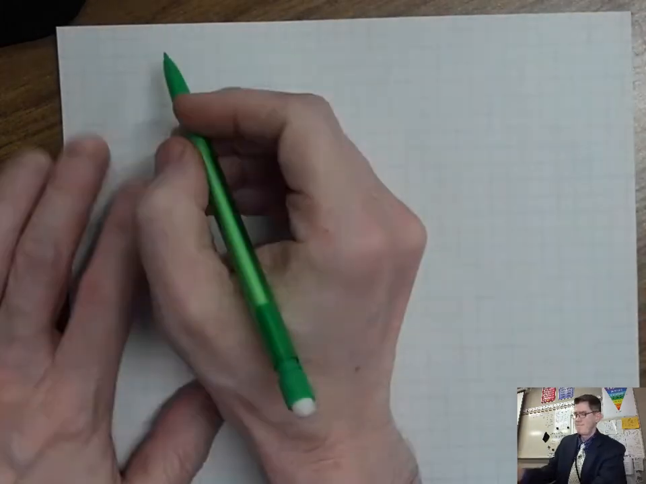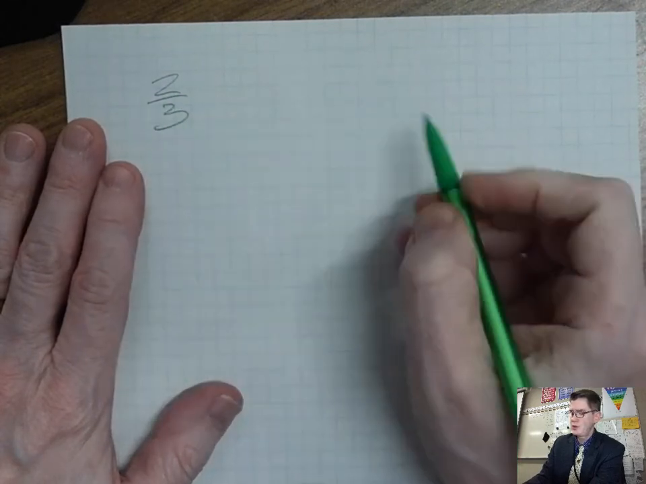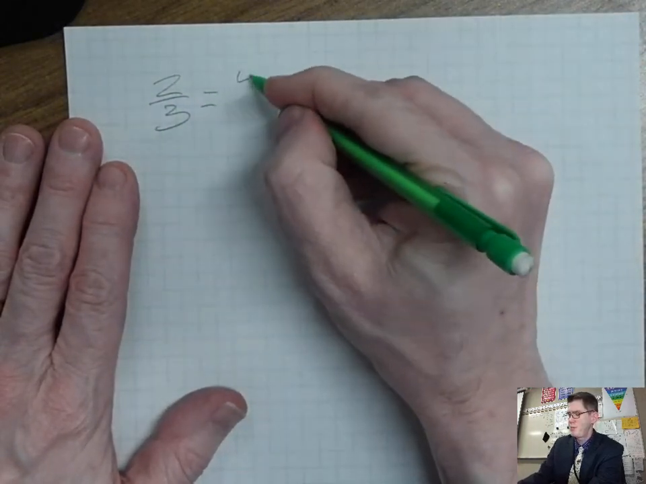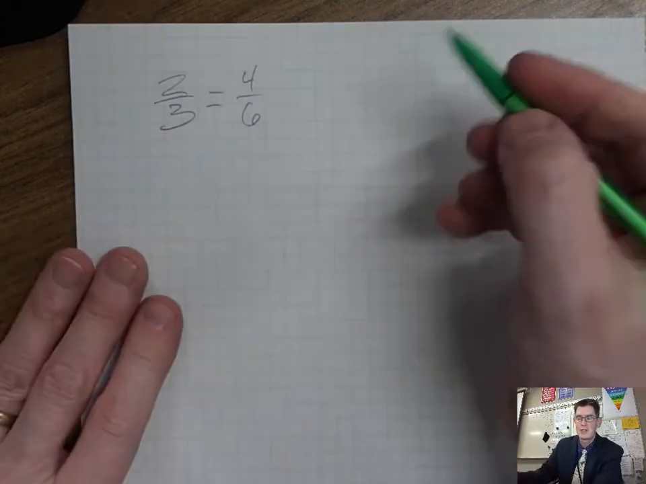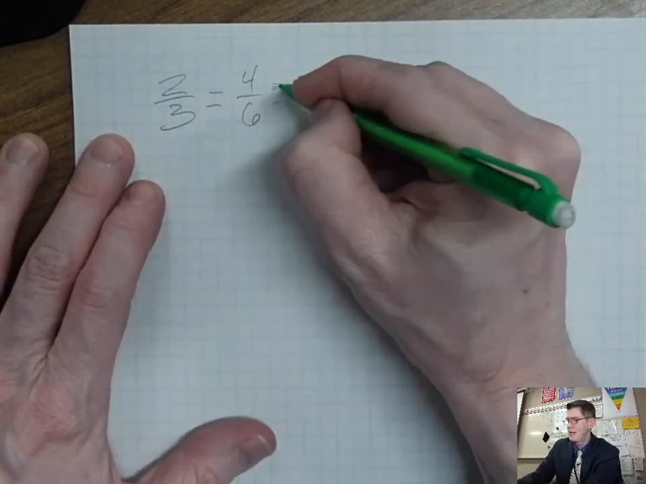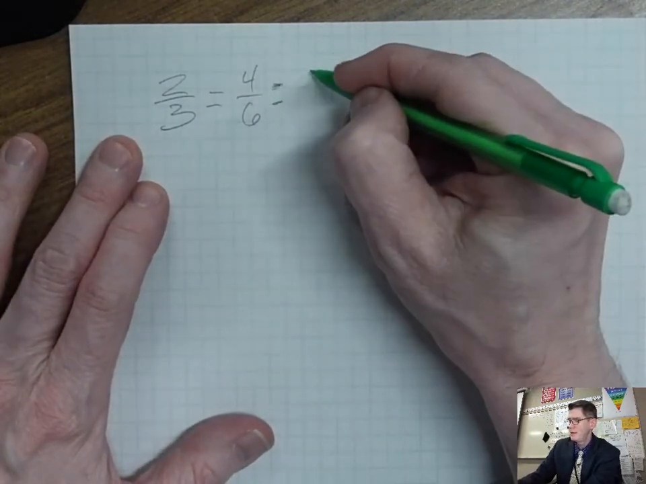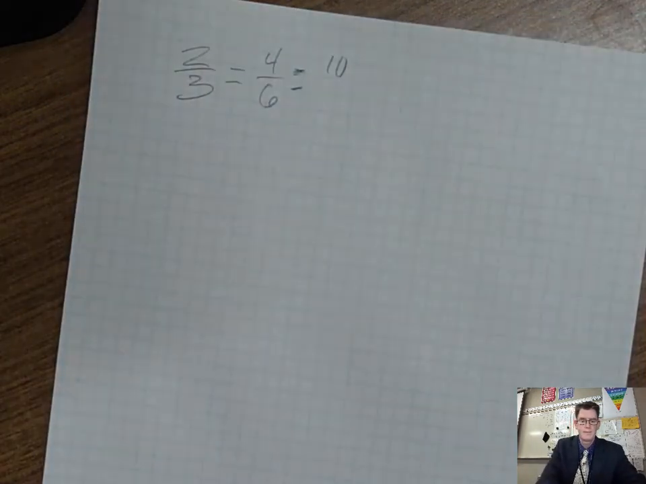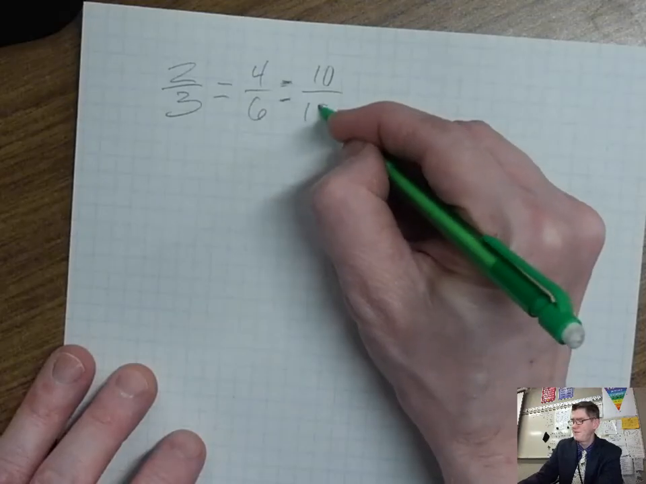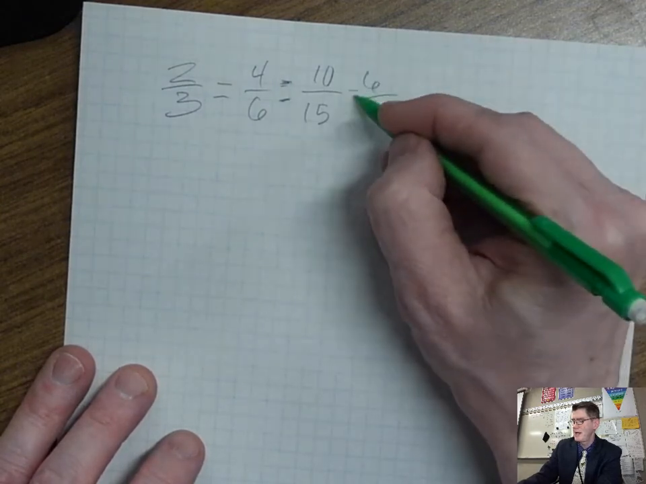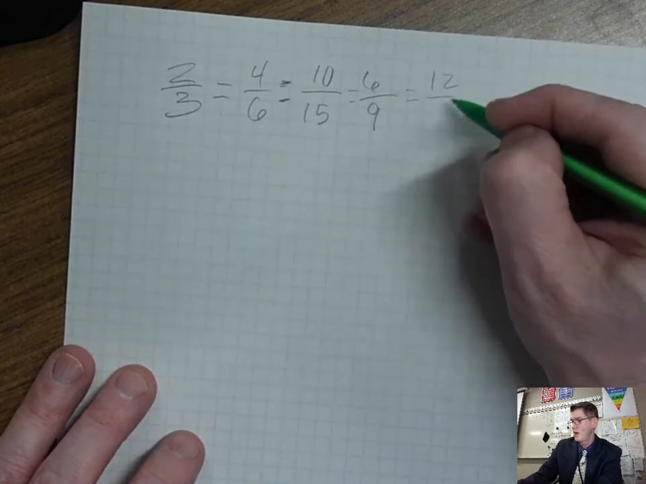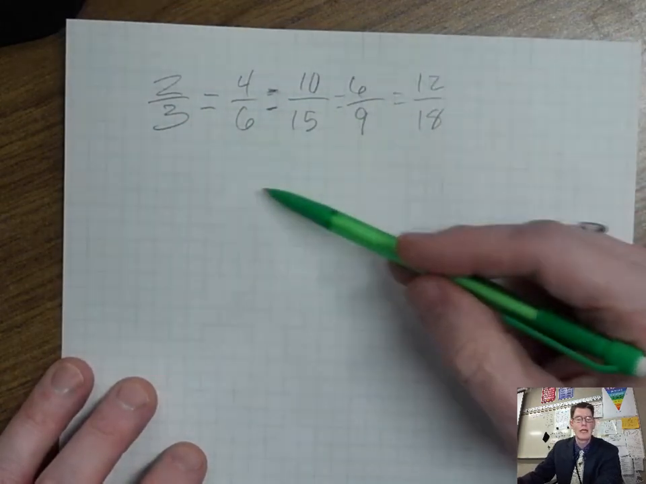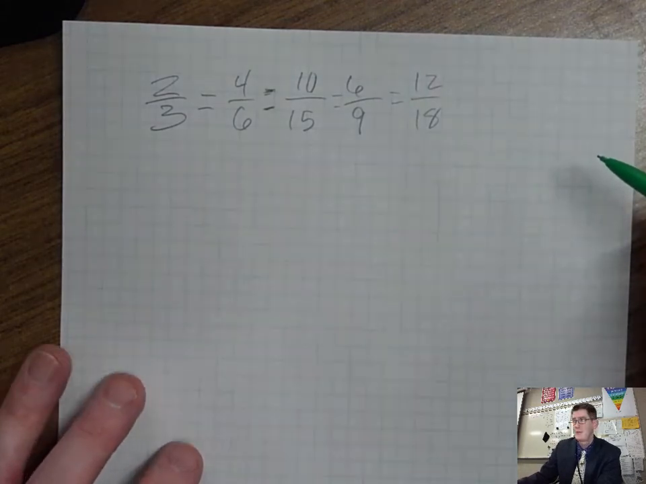Let's take ourselves a proportion. Let's take 2/3. A proportion means you make another fraction that's equal to it. And now I'm just going to write a whole bunch of equal fractions. That's the same thing as 4/6. It's the same thing as 10 over 15. It's the same thing as 6 over 9. It's the same thing as 12 over 18. Those are all equivalent fractions.